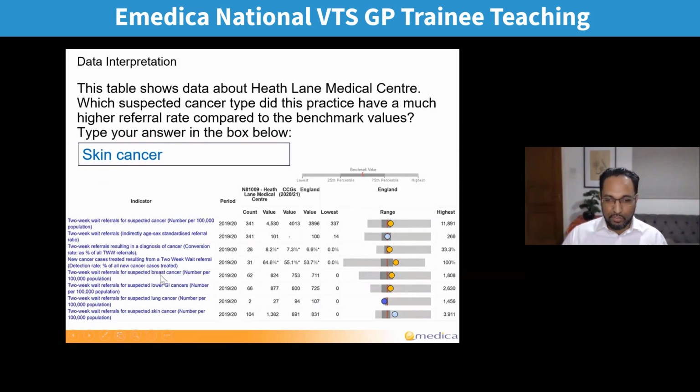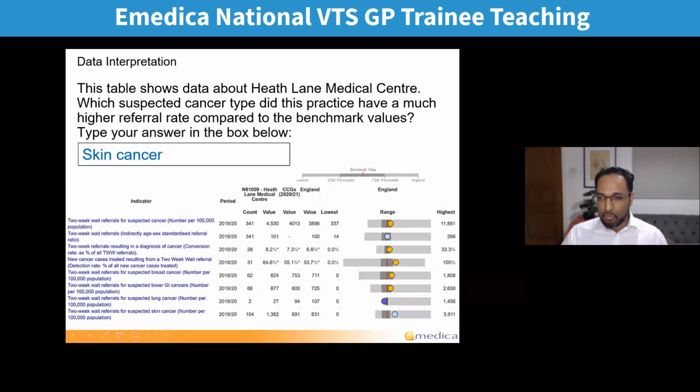But someone that put breast or GI or lung wouldn't get the mark, because it's the wrong answer. So let's have a look at what we're actually looking for here. The great thing about this is there's no maths, there's no calculation. It's just if you can spend a bit of time getting familiar with looking at different types of real data, it makes it a bit less scary when you see it in the exam.